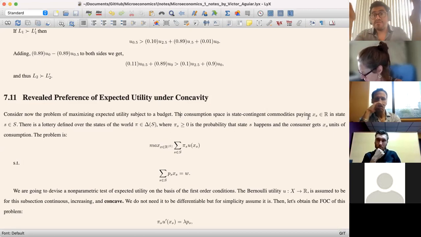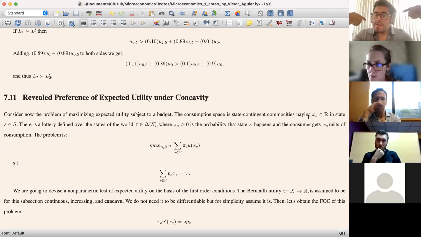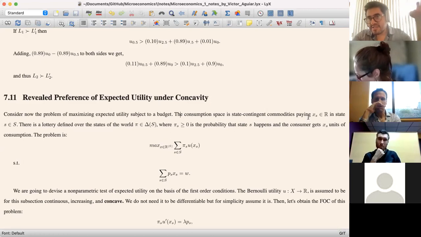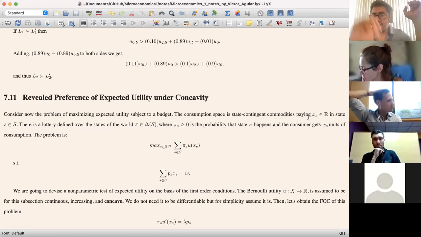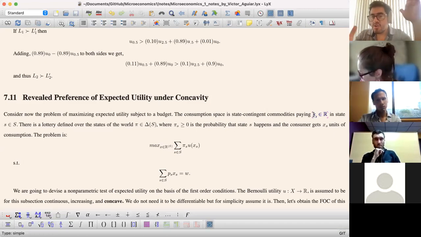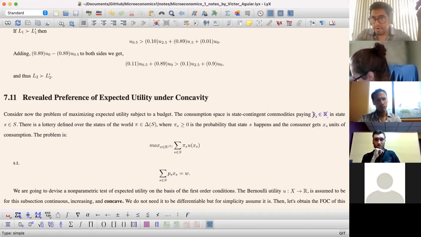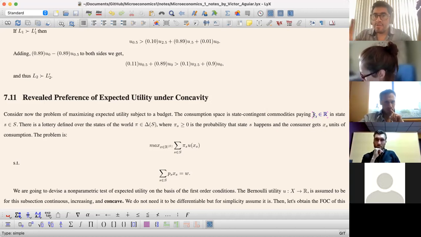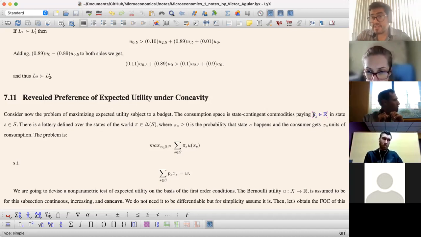Imagine, for instance, there are two states of the world, rainy and sunny, right? So just capturing the weather, okay? So there are two states, one is sunny, zero is rainy. And then you're allowed to buy insurance, right? And this is the state contingent commodity. Insurance is this contract that essentially is money. And this is basically a promise that if the state of the world is S, then you're going to get this money. This is denoted by X sub S. And this is just a number in the reals.